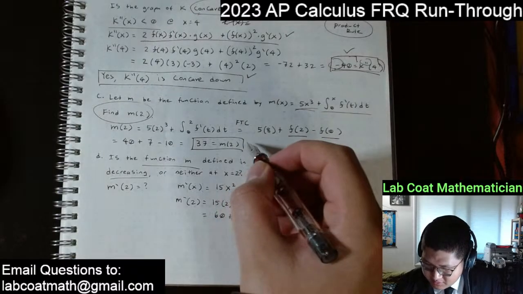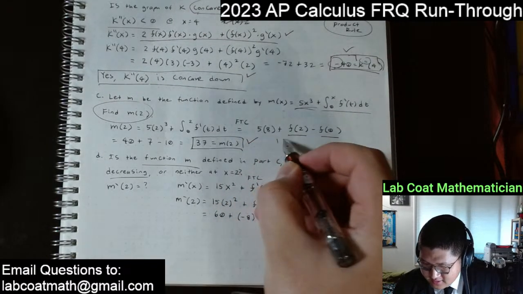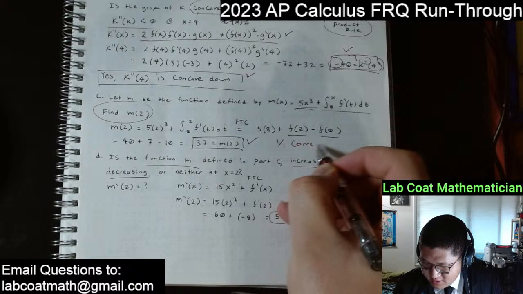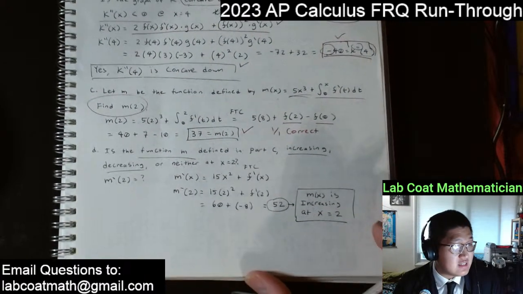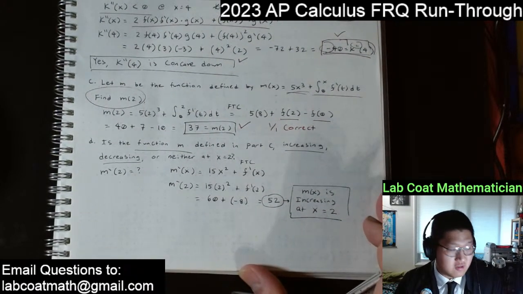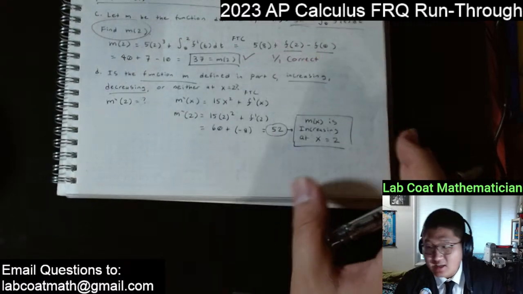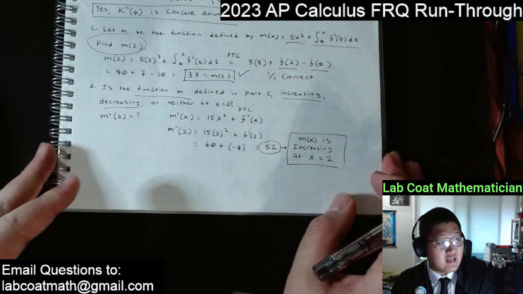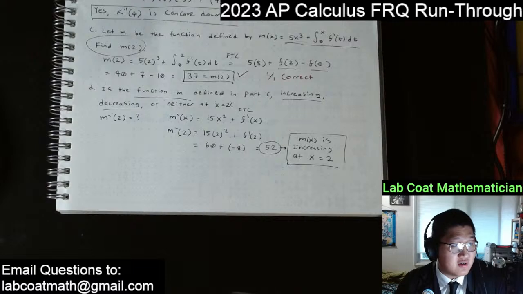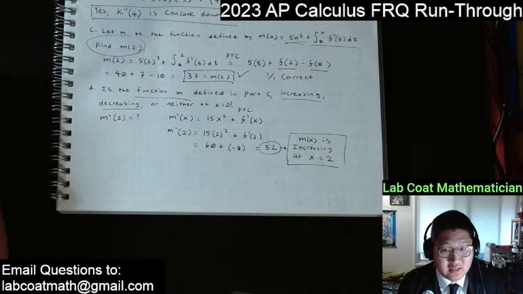And so we end up with 37 being the actual point. Part C was just a 1 out of 1 correct, that they were looking to see if we can back up our work with that problem. Okay. Then lastly, at part D over here, we are looking at the function of m defined at part C that we were talking about earlier. Again, were we increasing, decreasing, or neither at the x is equal to 2 point?